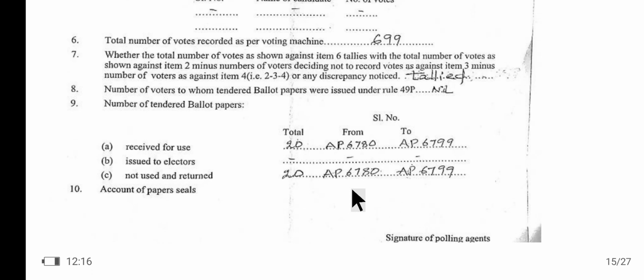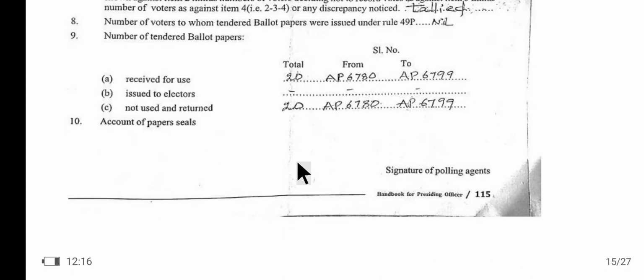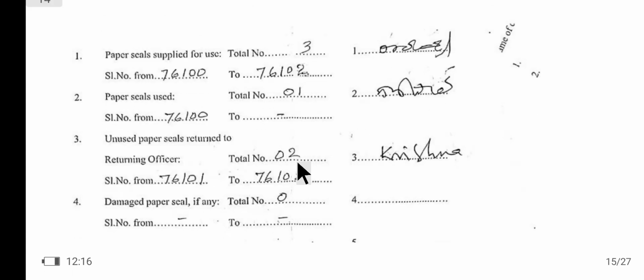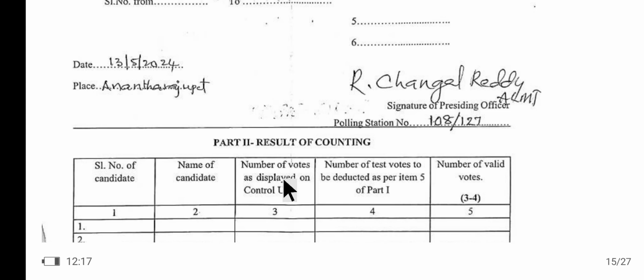Now, received for use, issued to electors, not used and returned. This information should be tallied and the entire information should be recorded properly. Now, paper seals supplied, paper seals used and unused paper seals returned to the returning officer. The relevant data as per your context, please fill in and submit. Now this Part 2 is not meant for anyone here, it has to be kept blank.